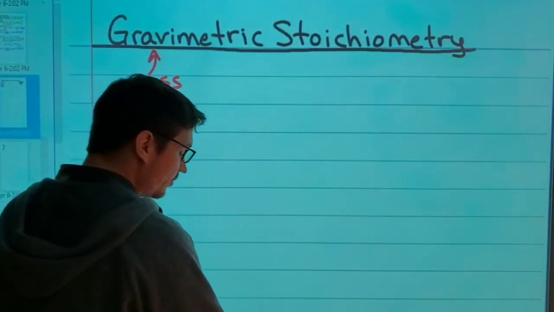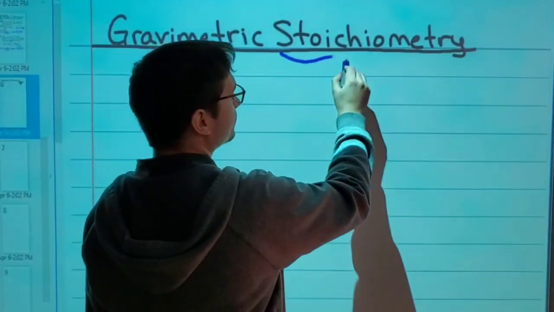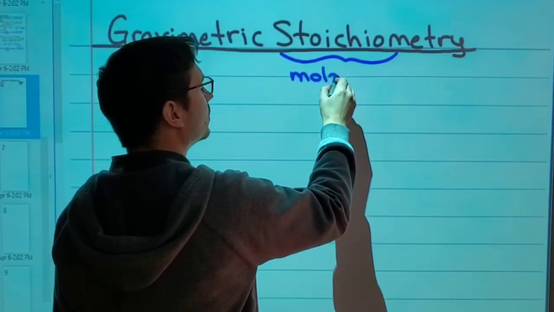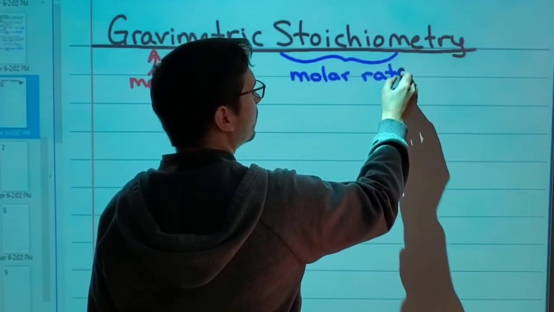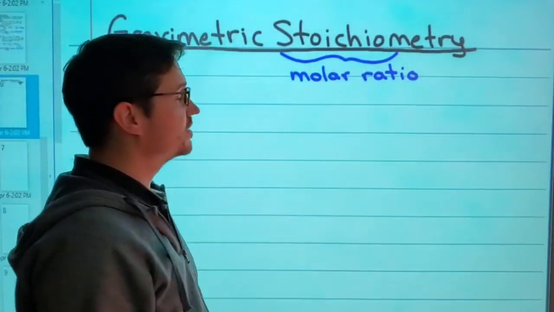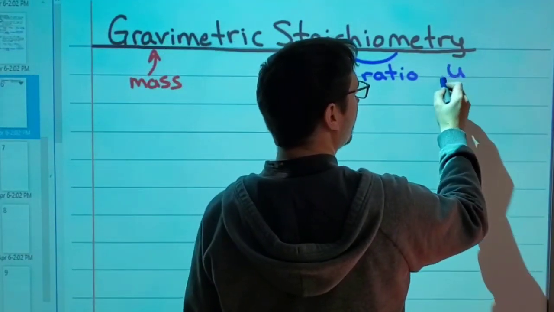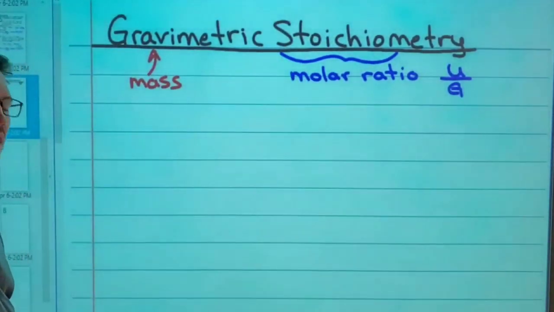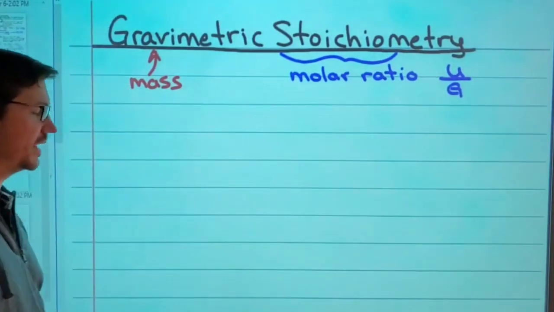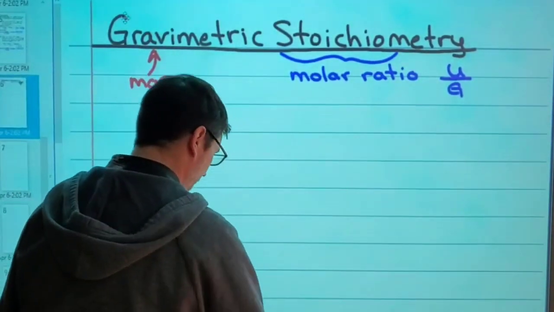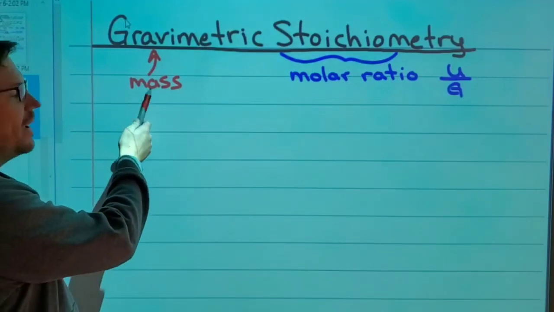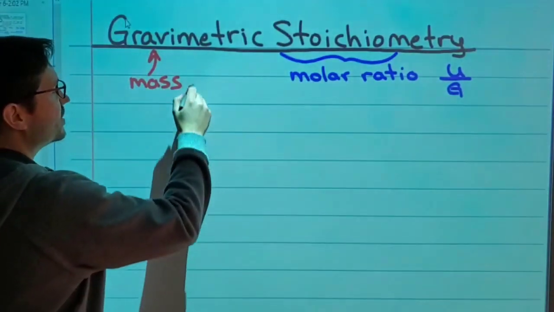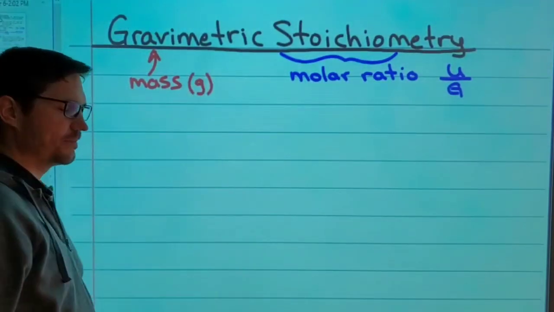Now again, anytime we're using stoichiometry, we need the molar ratio between the 2 substances that you care about. And remember, it's always unknown coefficient over given coefficient. The coefficient of the unknown substance divided by the coefficient of the given substance. Now, because we've got mass involved, we're going to be dealing with grams. Mass is measured in chemistry in grams.